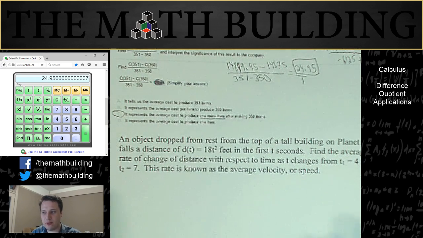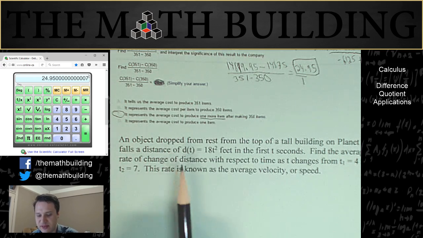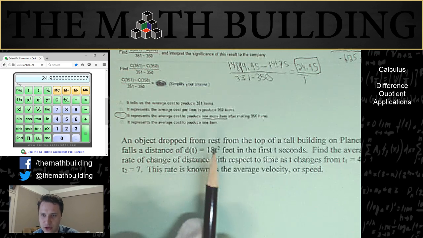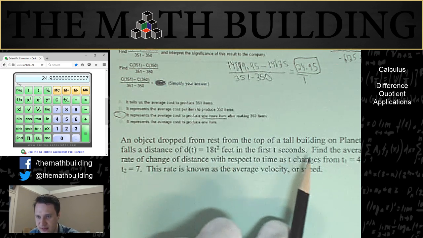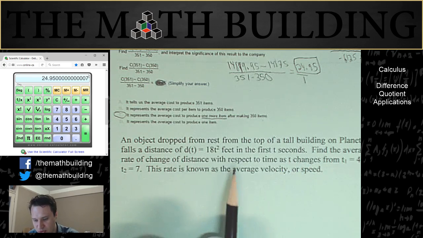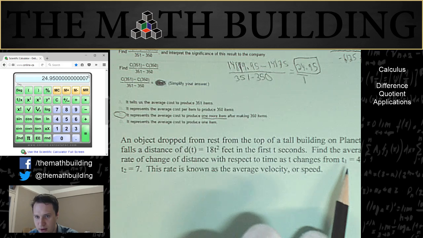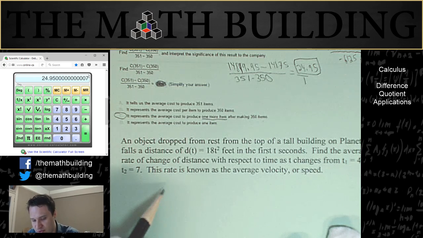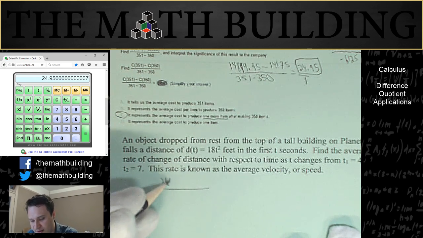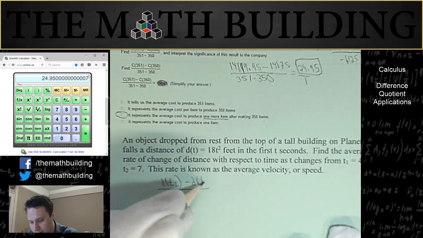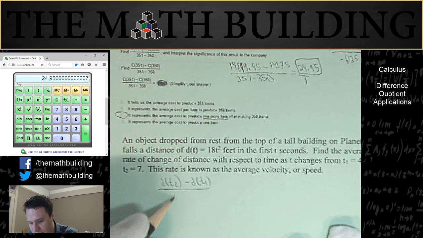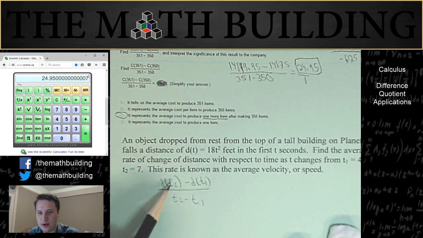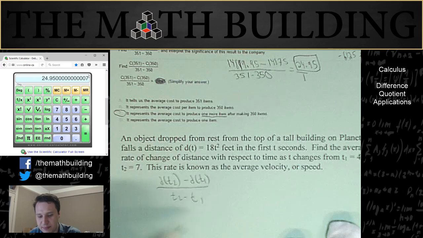An object dropped from rest from the top of a tall building on planet X falls a distance of d of t equals 18t squared. So there's the distance function, and that says feet in the first t seconds. Find the average rate of change with respect to time as t changes from t1 equals 4 to t2 equals 7. So once again, this is just an average rate of change problem. And so it'll be d of t2 minus d of t1 divided by t2 minus t1. And remember, this is kind of like y minus y over x minus x, except this time x is t and y is d of t.